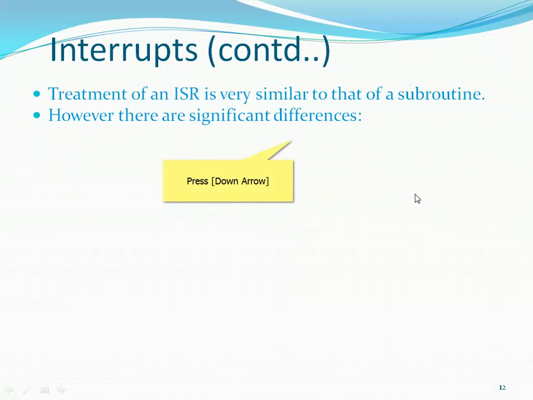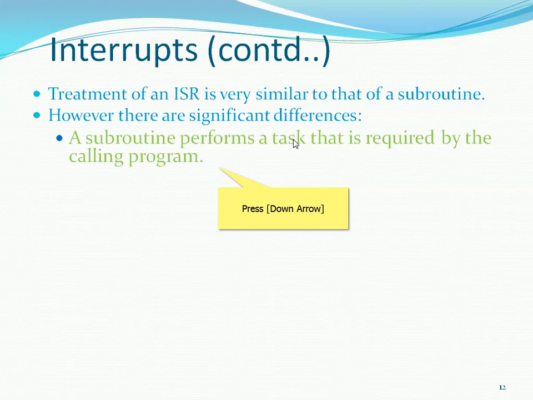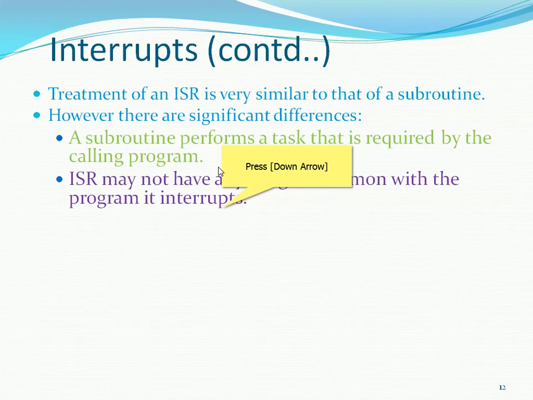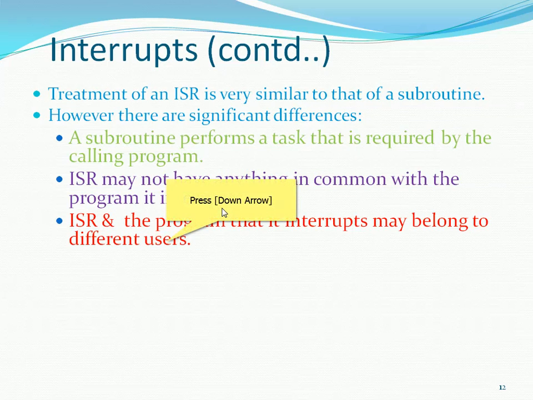Next, after encountering the return instruction, it will come back to the I plus 1 instruction by popping the top of the stack, that is 2004. Treatment of an ISR is very similar to that of a subroutine. However, there is a significant difference. A subroutine performs a task that is required by the calling program, right? But an ISR may not have anything in common with the program that is interrupted. So ISR and the interrupted program may belong to different users.